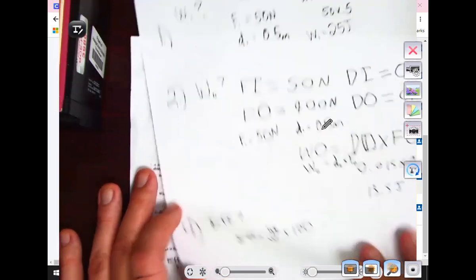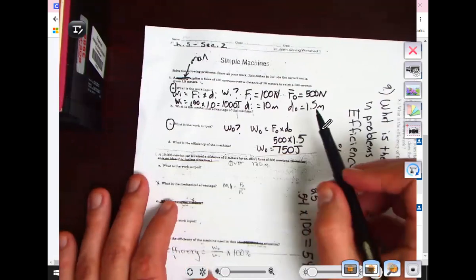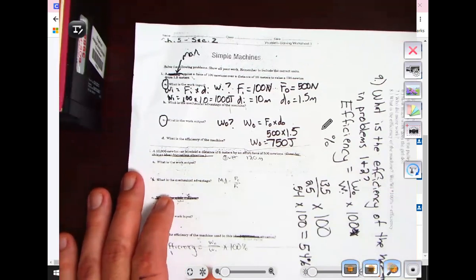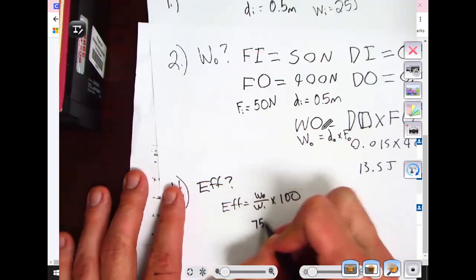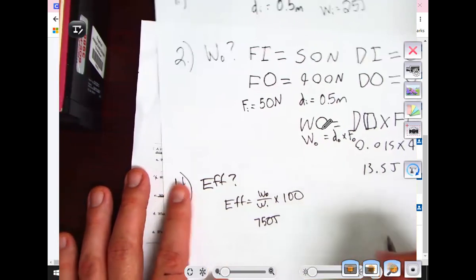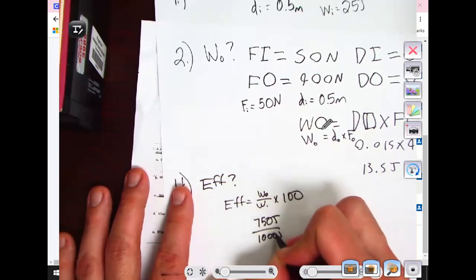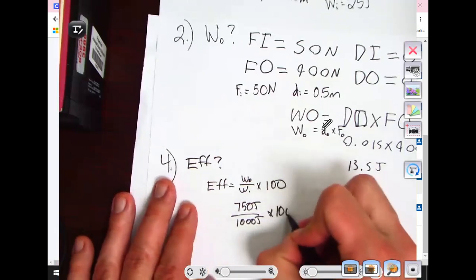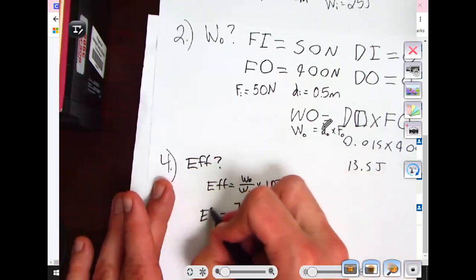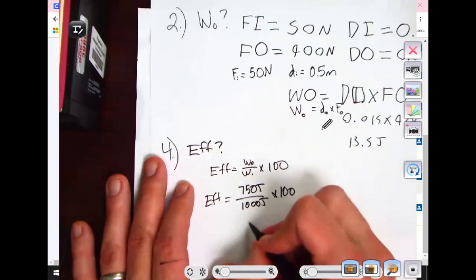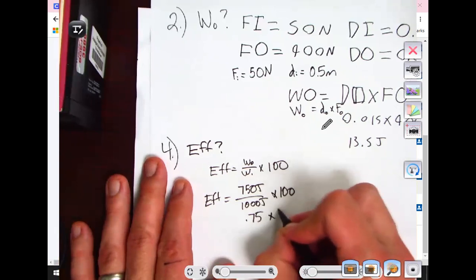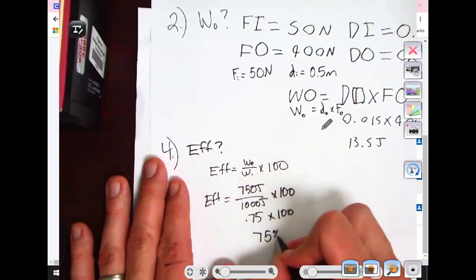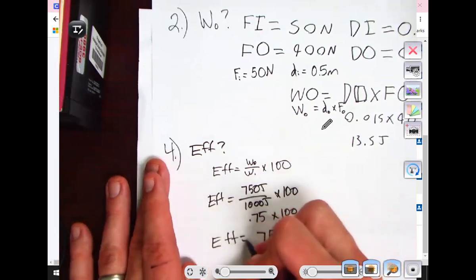All right. So starting off, what is my work output going back over here? What was my work output? 750. All right. What was my work input? 1,000 joules. All right. And when I divide those, what is 750 divided by 1,000? Mm-hmm. 0.75, and times 100 is going to equal 75%. So this machine was 75% efficient.